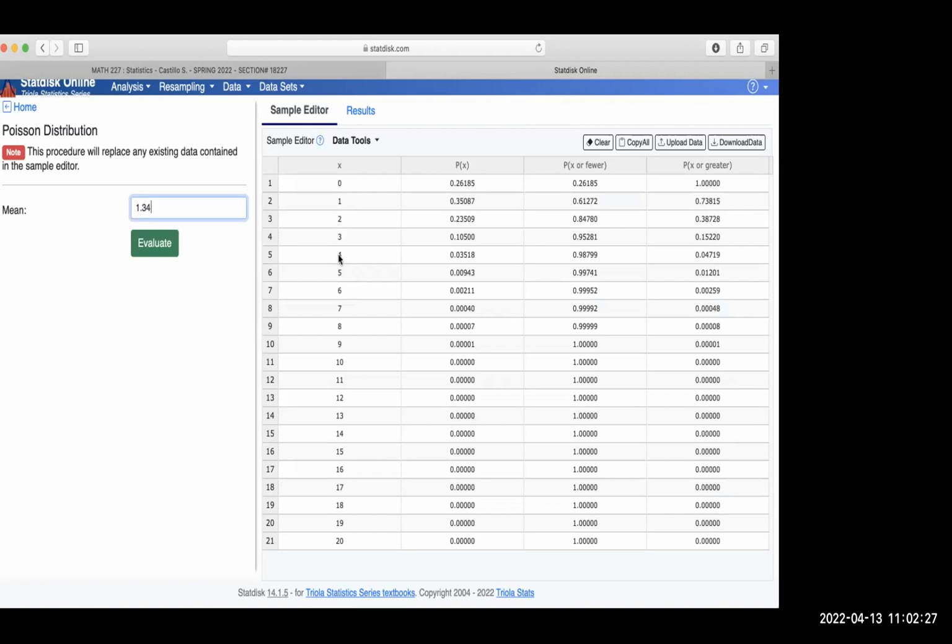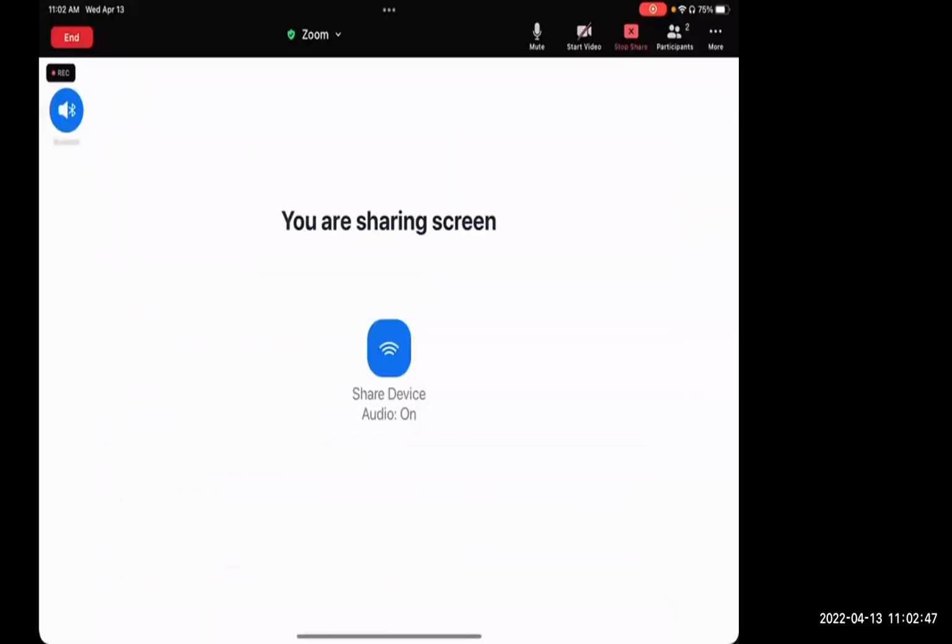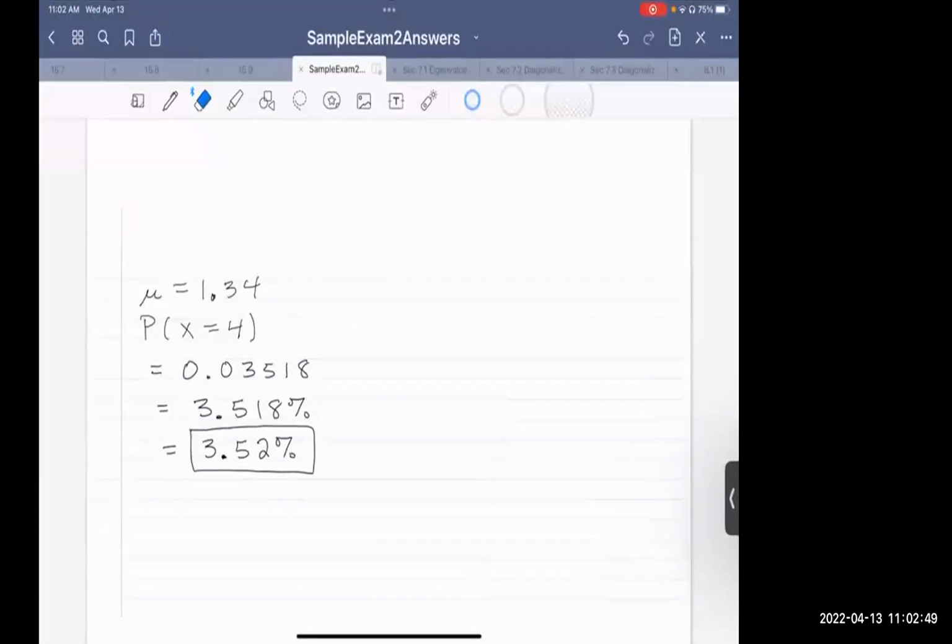And I want to figure out when x is equal to 4. And so I have here 0.03518. And so let me type that into my iPad. And so I have 0.03518. Let's move my decimal place 2 places to the right. So 3.518%. Let's round to the nearest hundredth of a percent. So 3.52%.